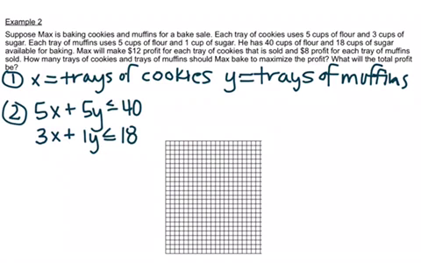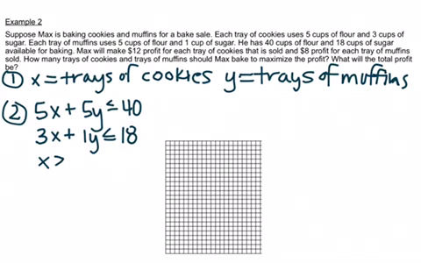Now, there are actually 2 more inequalities, but they're not listed in this problem. They're ones that we have to consider because of the situation we're talking about. Think about what type of number x and y can be. Could Max make -3 trays of cookies or -4 trays of muffins? No, that doesn't make sense. And so we need 2 more inequalities.